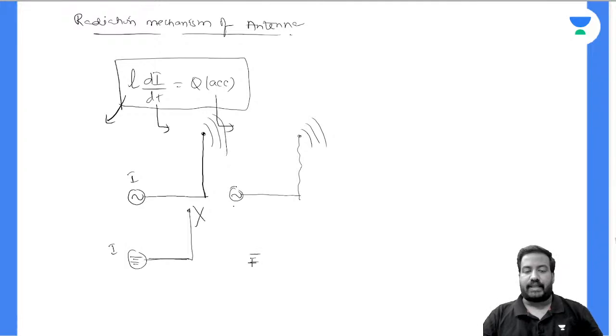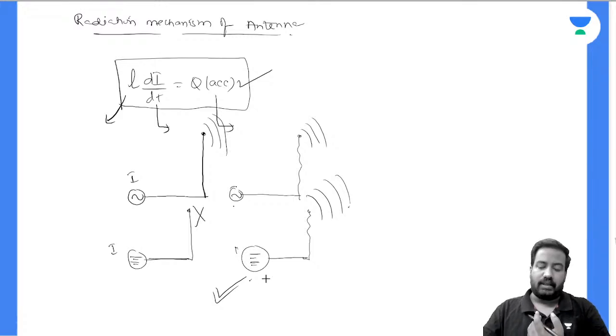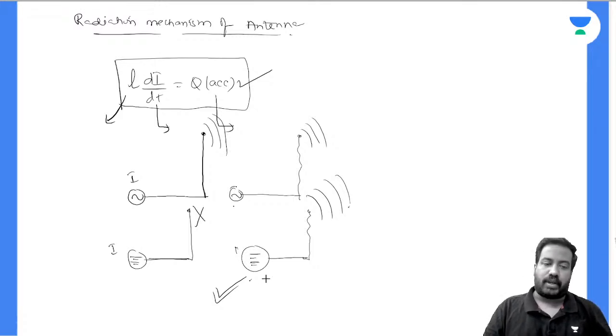If I apply a DC to a curved conductor which creates acceleration or deceleration of charges, it will radiate. This is the radiation mechanism of antenna. In further classes, we will see some more concepts related to antennas and we will solve some more MCQs.